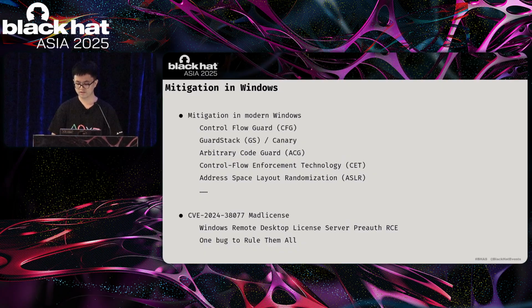Nonetheless, despite these layered defenses, it remains possible to achieve exploitation with just a single vulnerability. This is demonstrated by our Meta License exploit: Windows Remote Desktop License Server Preauth RCE using just one bug. In effect, one bug to rule them all.